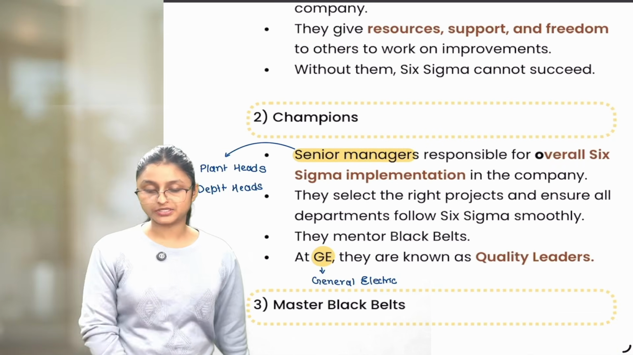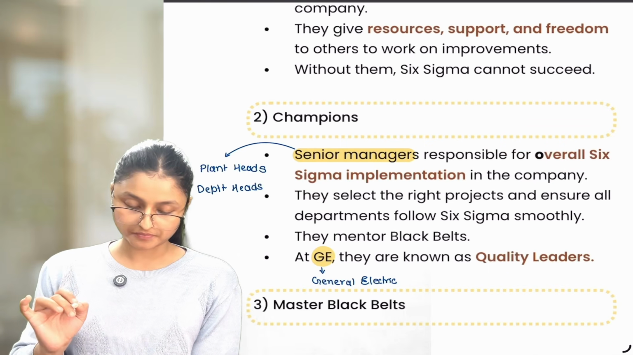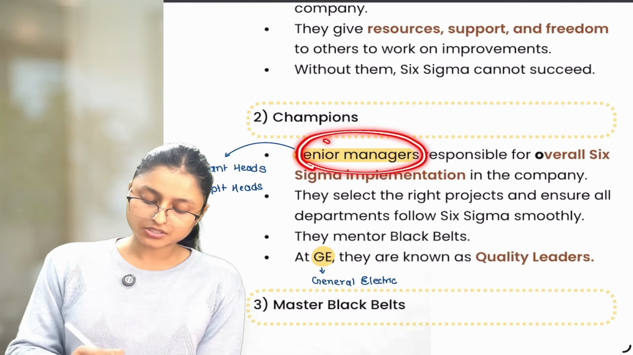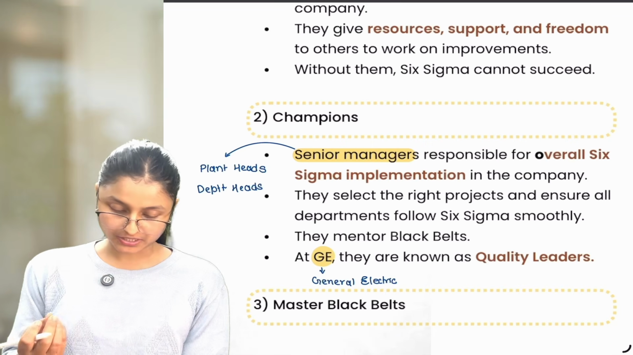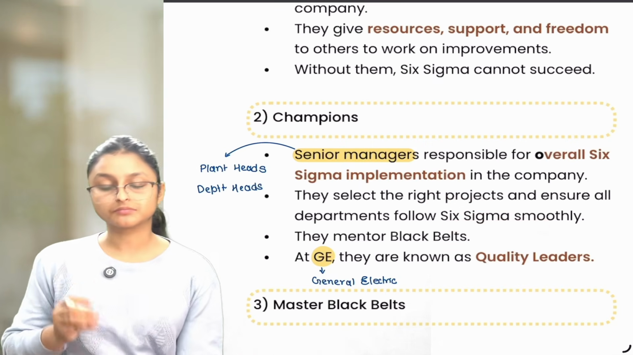Next comes champions, who are the senior managers responsible for overall Six Sigma implementation in the company. Who are senior managers? They can be plant heads or departmental heads. They select the right project and ensure all departments follow Six Sigma smoothly.